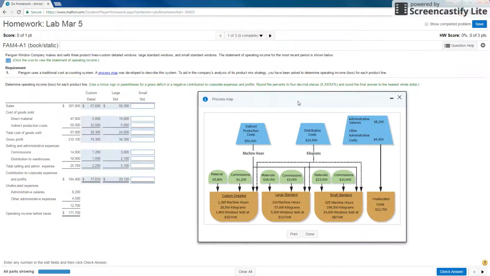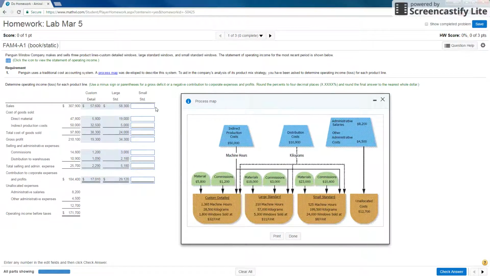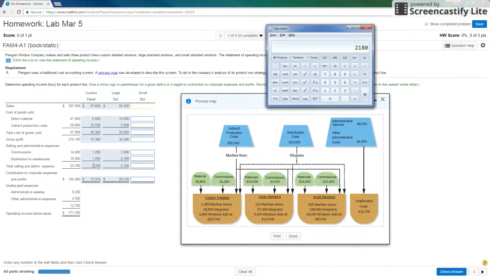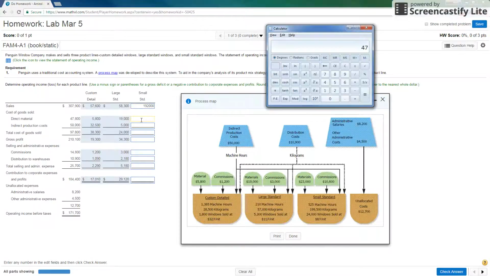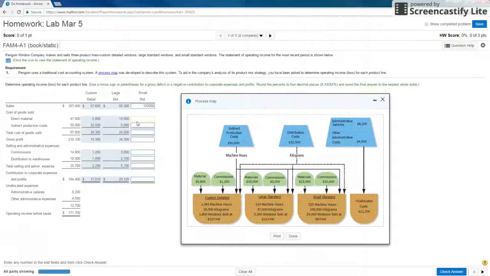Right. So before I have 1 minute to solve the last one. The last one is typically this minus these two numbers. So let's do that. We know the total is that, and we have the two products. 307,900 minus 57,600 minus 58,300. So it's 192,000. And you can do that for all of the rows, and you can just calculate it like what we did for the first two.